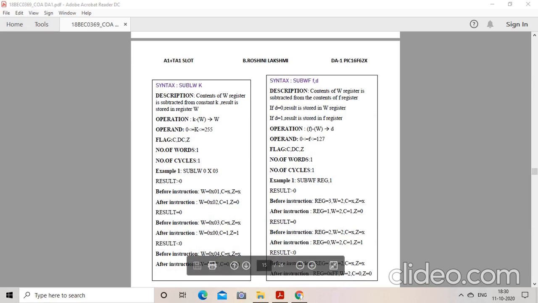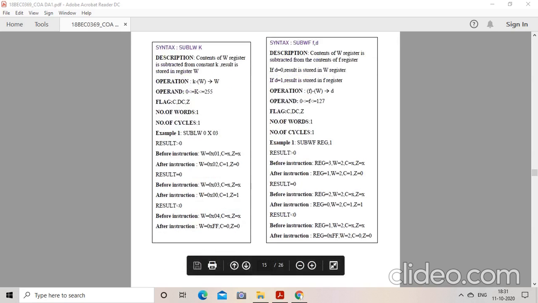Before the instruction, W is 0x01, carry is X and Z is also X. When we execute the instruction SUBLW 0x03, the content 0x01 is subtracted from 0x03, and after the instruction carry becomes 1 and W is 0x02. This happens when the result is greater than 0. Similarly, when the result is 0, the carry is 1 and Z is also 1. When the result is less than 0, the carry is 0 and Z is also 0.